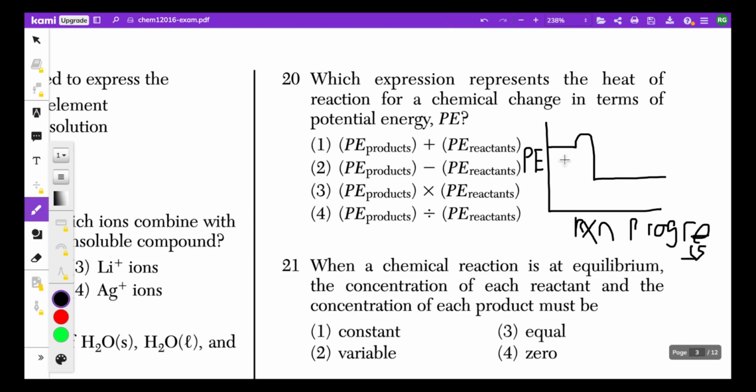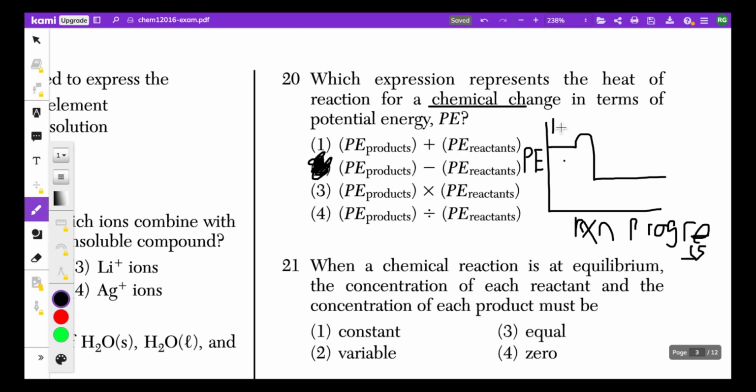Now, the heat of a reaction is just how much your potential energy has changed from the beginning of your reaction to the end of the reaction, okay? So at the beginning of your reaction, this is the potential energy of your reactants, when you started. And this is the potential energy when you ended the reaction, the potential energy of your products. So your change in potential energy is just going to be the potential energy of your products minus the potential energy of your reactants.